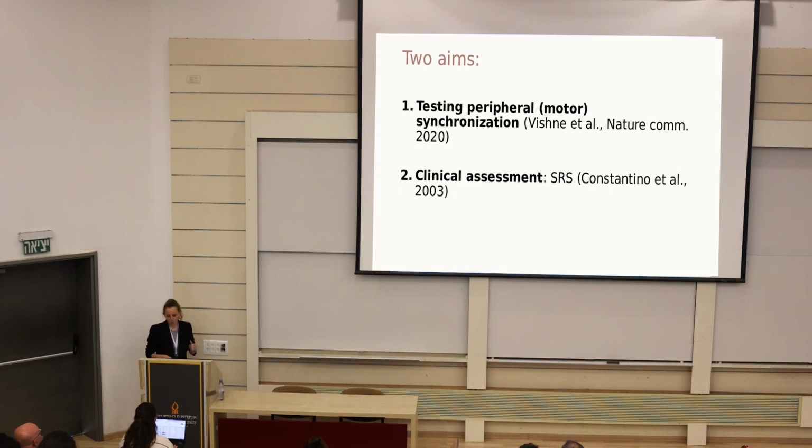And the second was to combine it with a clinical assessment. We wanted to assess autism-associated traits and to include a questionnaire that was validated and has shown variability in responses also in typically developed people. For this, we chose the Social Responsiveness Scale.